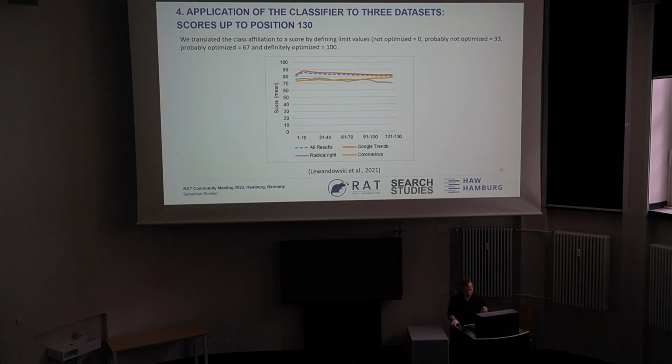Google Trends, you have more content with SEO at the top position, and it just goes down as you look further to the position up to 130. And if you look at Radical Right and coronavirus, it's maybe interesting to see that coronavirus is very stable, but well, not so much difference, but maybe you can see a trend here.